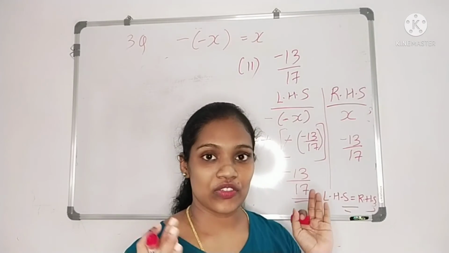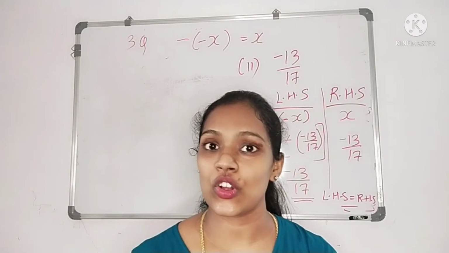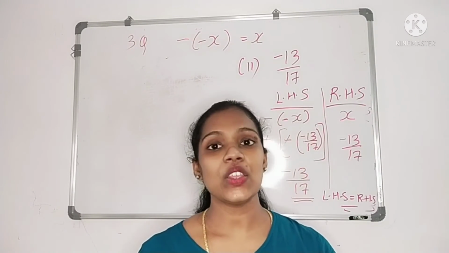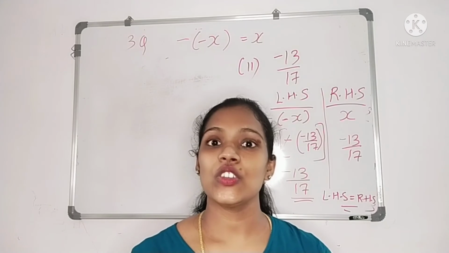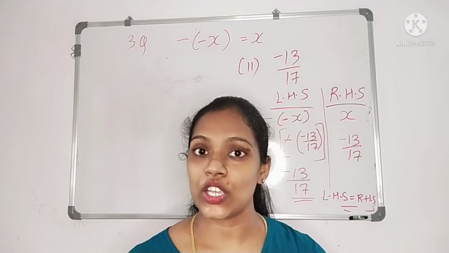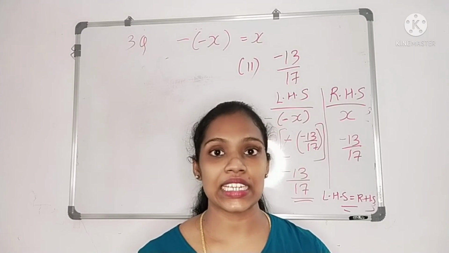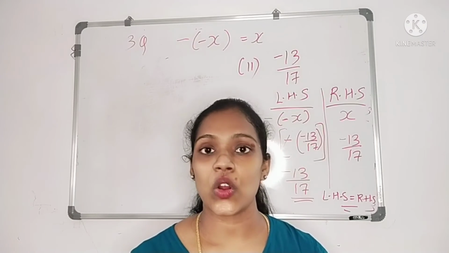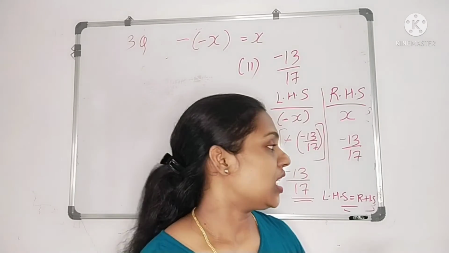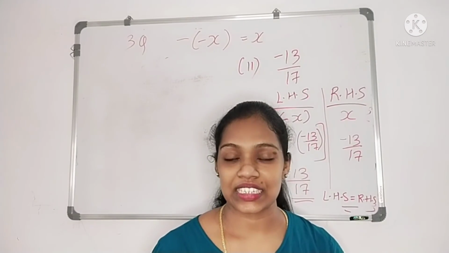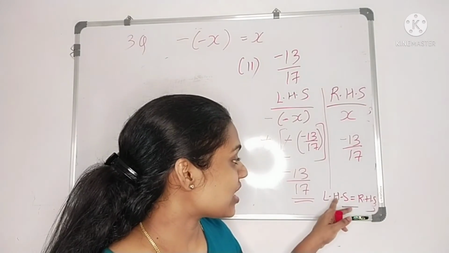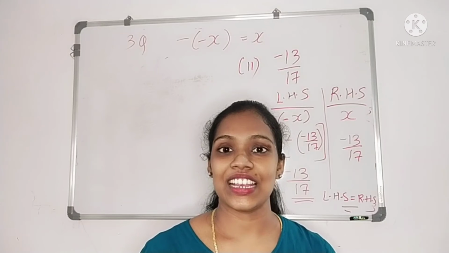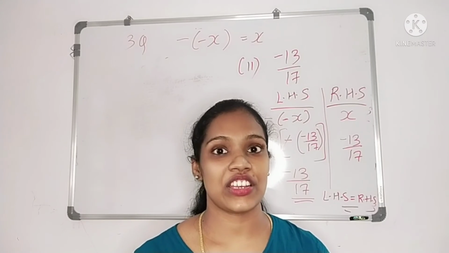Understood? First what you have to do? First you have to solve the LHS part. Then you have to solve the RHS part. Then you have to check whether both sides are equal or not. If not equal, you can directly say it is not verified or it has not been proved. If both sides give the same answer, you can say left hand side is equal to right hand side. So our equation has been verified.